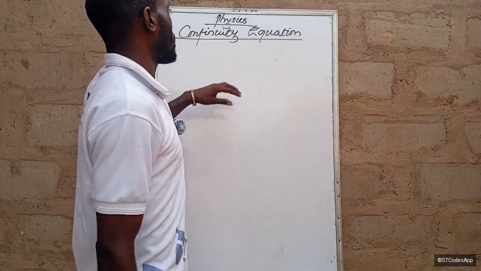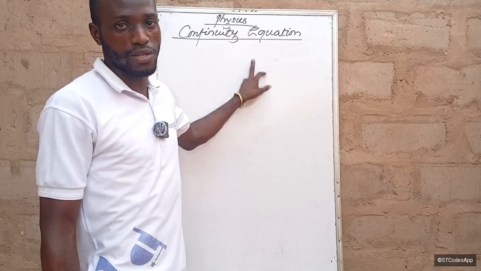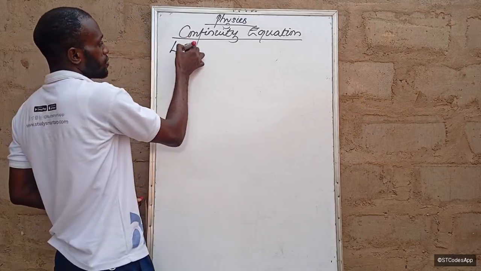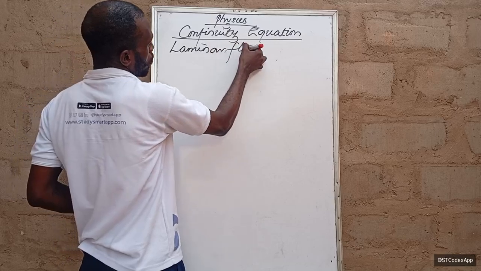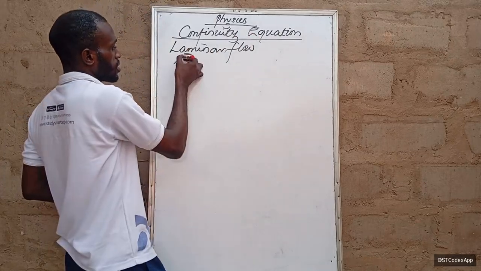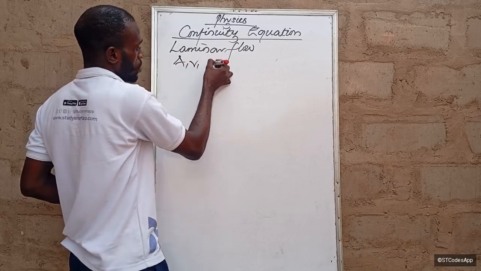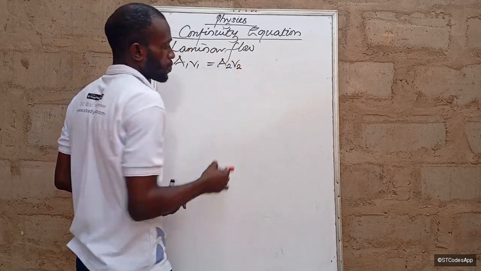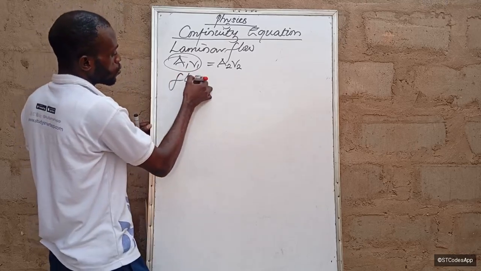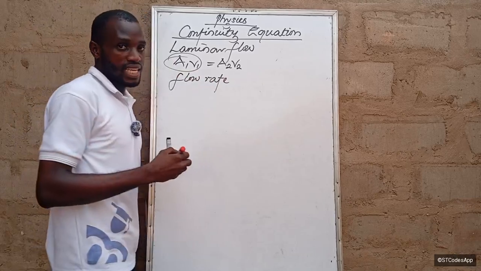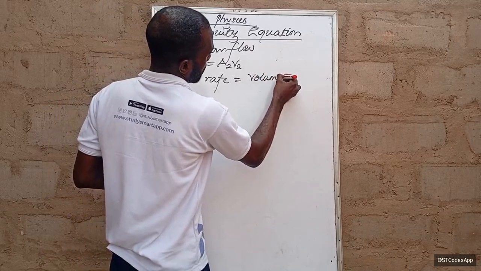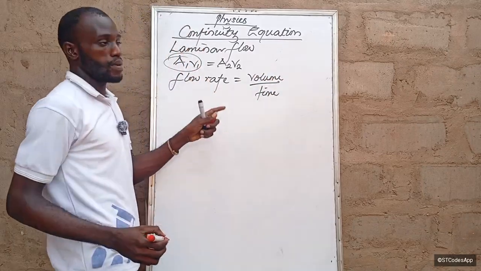Now in this video we are going to be talking about how to derive the continuity equation. You already know that the continuity equation is associated with laminar flow or streamlined flow. The general expression is A1 V1 equal to A2 V2. Actually, the relationship between A and V can simply be referred to as flow rate, the flow rate of a fluid inside a tube. It's given by the volume of fluid flowing per unit of time.